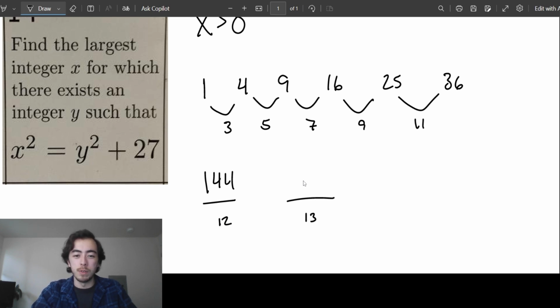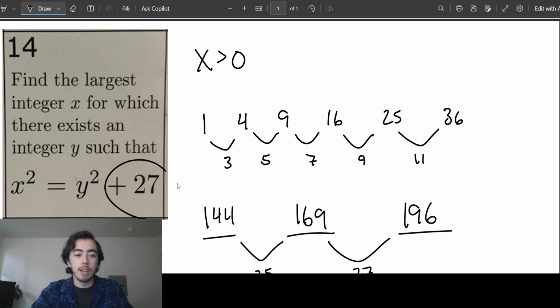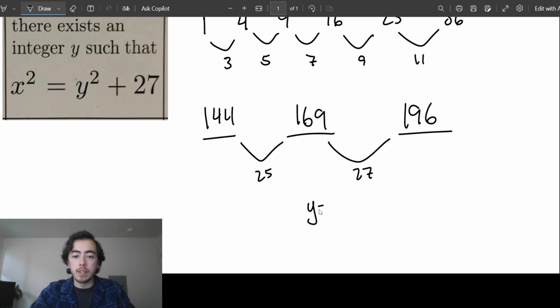So 12 squared is 144. 13 squared is 169. 14 squared is 196. And let's look at some differences between these square numbers. Here, this looks to be 25. So this is the 27 right here. That's matching this 27 in our problem. So y feasibly could be 13 and x could then be 14, such that once we do 169, that's the 13 squared, plus 27, we do get 196.